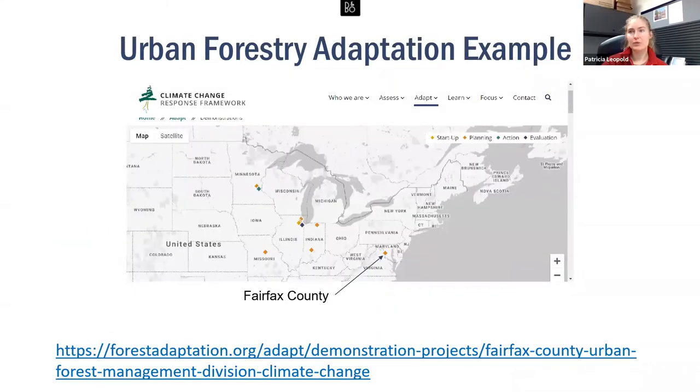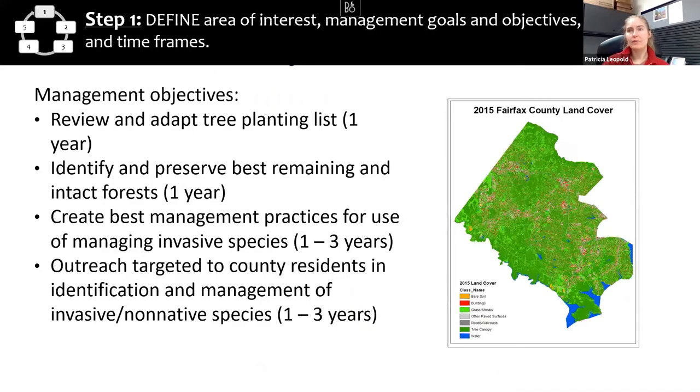And we have a number of examples of forestry projects that have already used the workbook, including this urban example from Fairfax County that participated in our online workbook training last year. So we'll take a minute now to just step you through the first three steps of what they did, so you can kind of see the process of those first three steps.